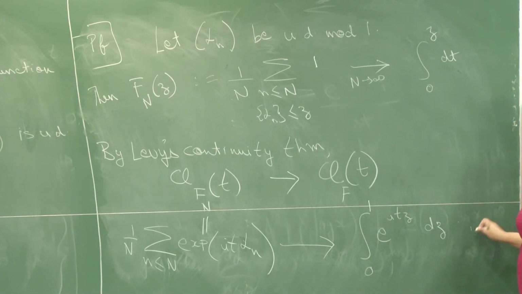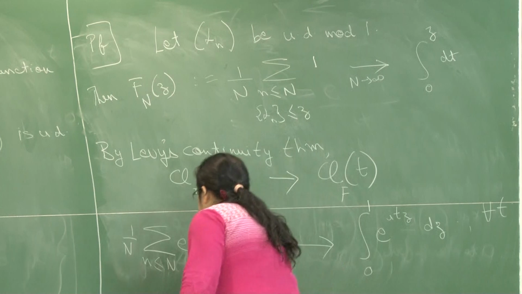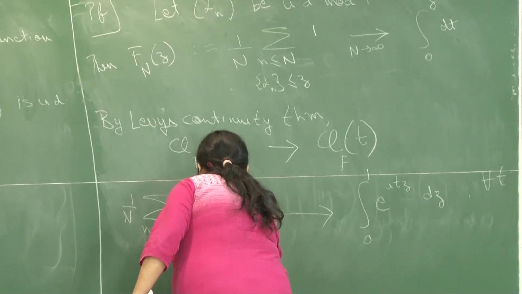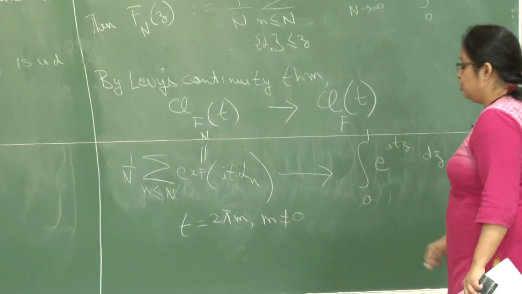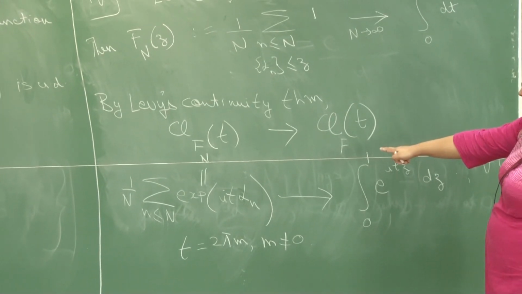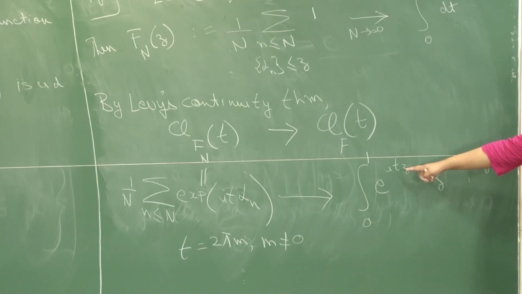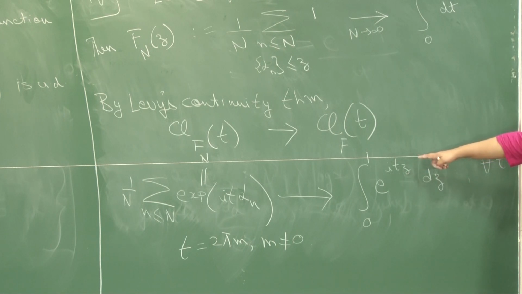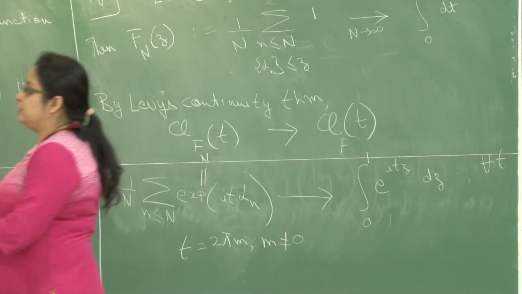This holds for every t. In particular, you can take t to be equal to 2 pi m, where m is a non-zero integer. Then what do you have on the left hand side? You just replace t by 2 pi m. But on the right hand side, what happens? You have the integral of e to the i 2 pi m z dz. What is that integral actually, if m is a non-zero integer?